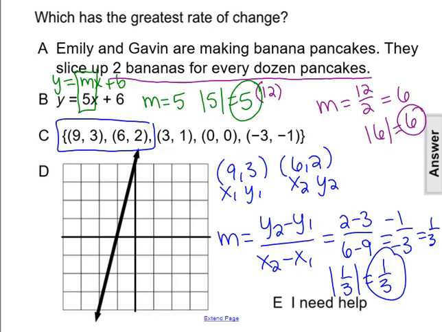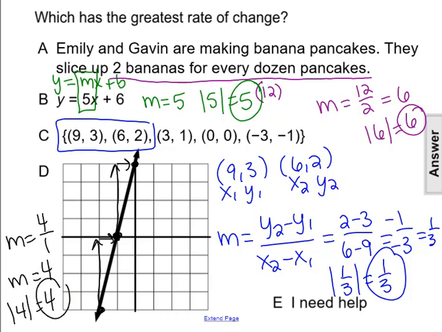Finally, we have function D, which is represented as a graph. To find this slope, we're going to use the rise over run of the points on the line. Let's go from this point to this point to this point. So we're traveling up 4, right 1, up 4, right 1. So our slope will be 4 over 1, or just 4, and the absolute value of 4 equals 4. So we'll use the number 4 to represent function D.